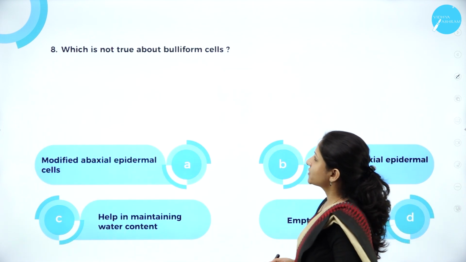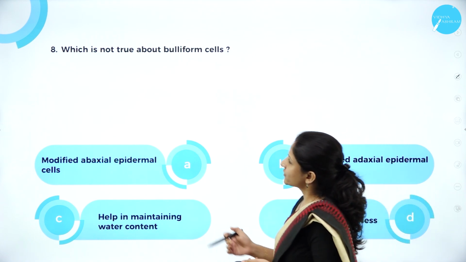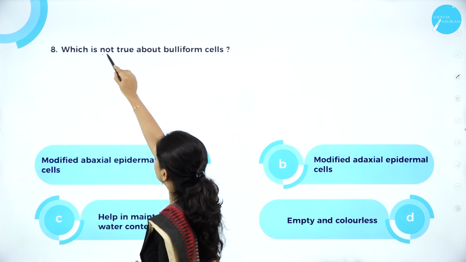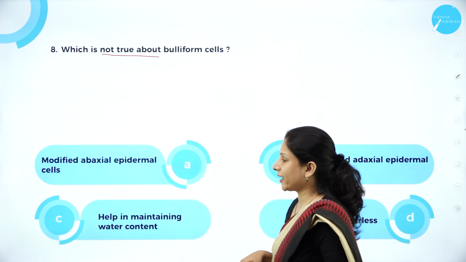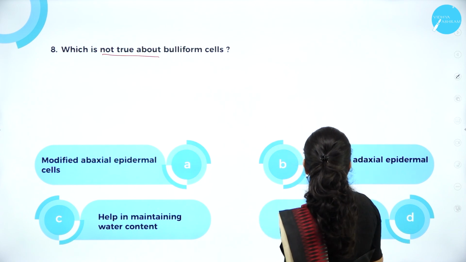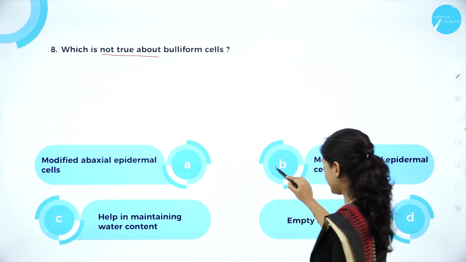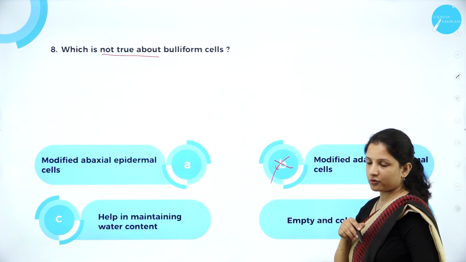Next question. Which is not true about bulliform cells? So which statement is false regarding bulliform cell? That we have to find out here. Modified abaxial epidermal cells, modified adaxial epidermal cells, they are modified adaxial epidermal cells. So the statement cannot be considered.